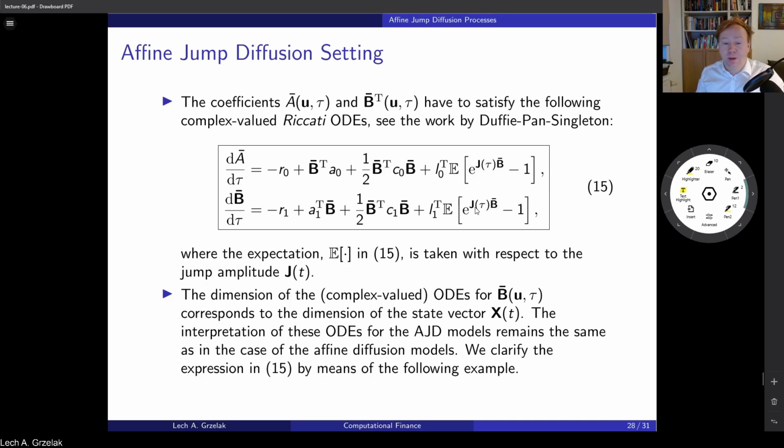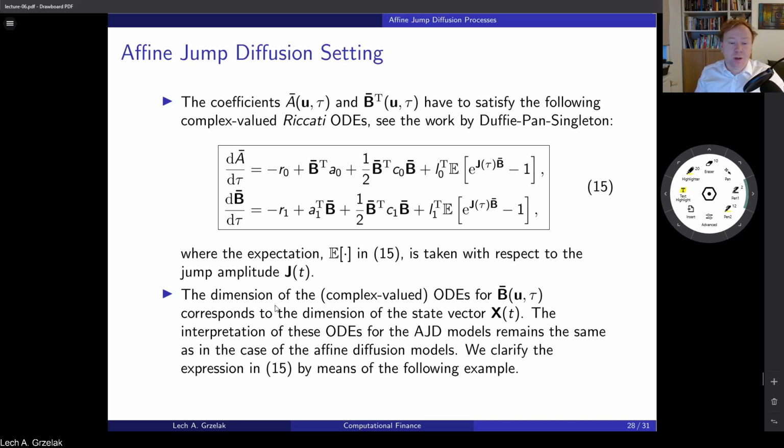The expectation in this term is taken with respect to the jump amplitude. This means that b is not stochastic, so the only stochastic variable is J. This is why, if we calculate this integral, we have to take the integration with respect to the density of J. This amplitude, I also call it magnitude, because it specifies how big the jumps will be. And you see those terms are in both cases, for A and B, essentially the same.